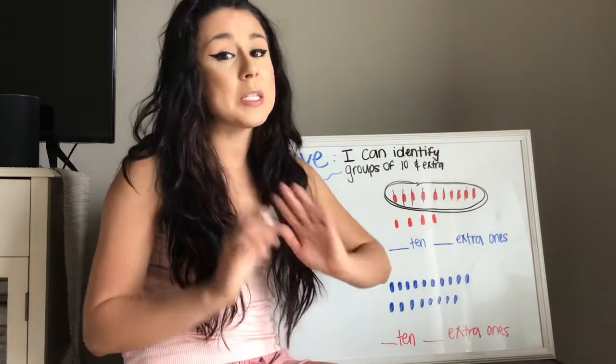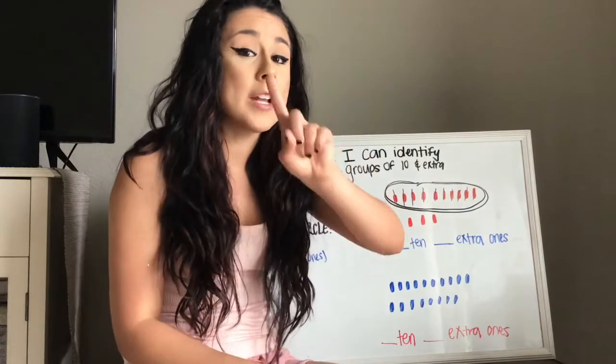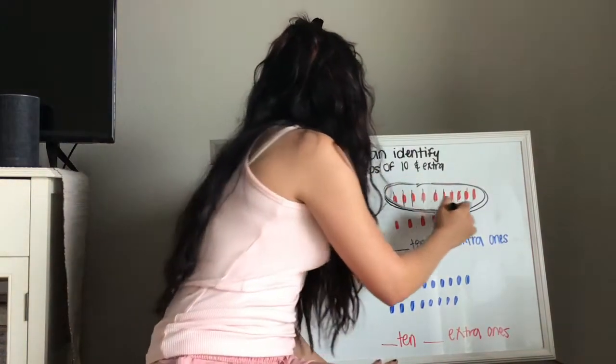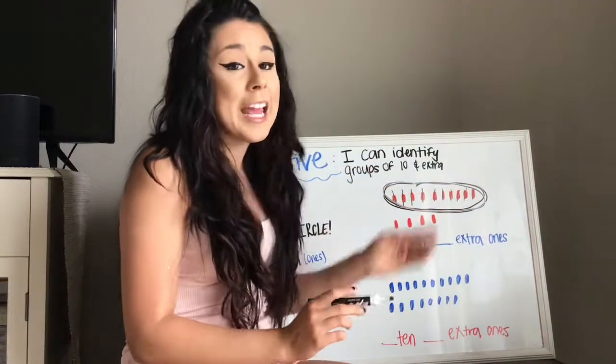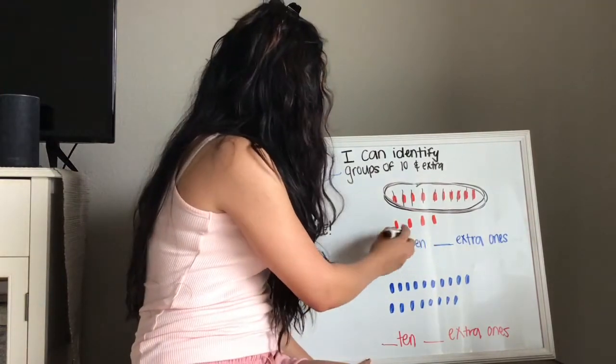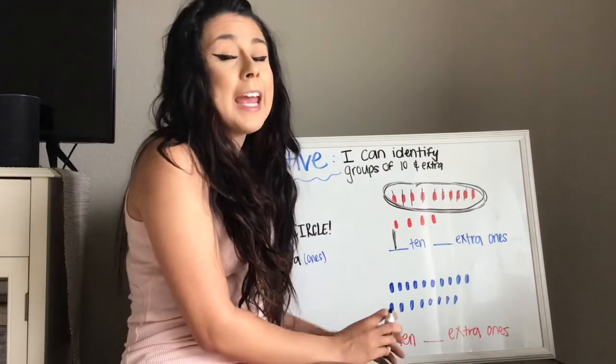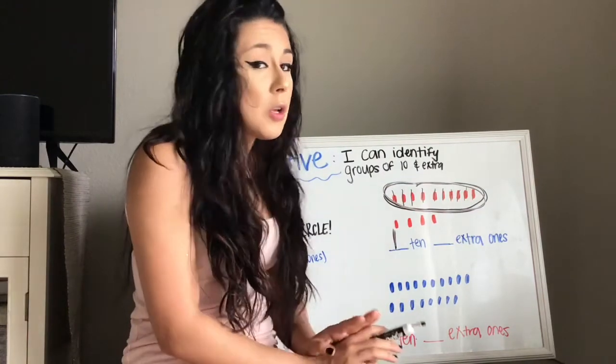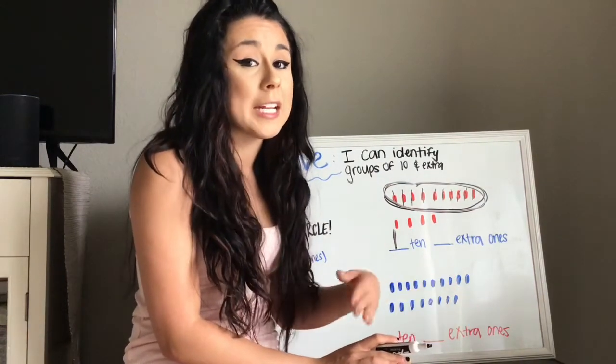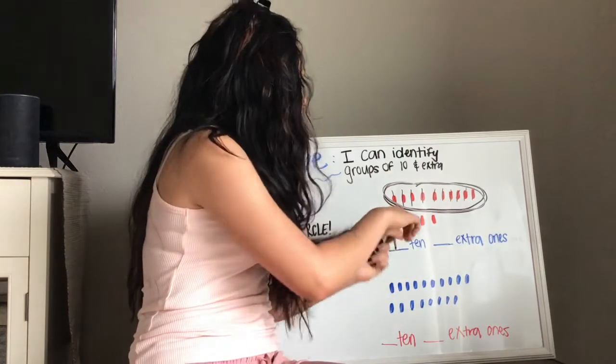Perfect. Now this part can always be a little tricky. So you're right, we have one group. I have my one group that has 10 dots inside of it. So for the 10s, I'm going to put 1, 10, because we have our one group, and now we're going to count the extra ones. So all the ones that couldn't fit into our circle, we're going to count them and write them down. Let's go ahead and count.